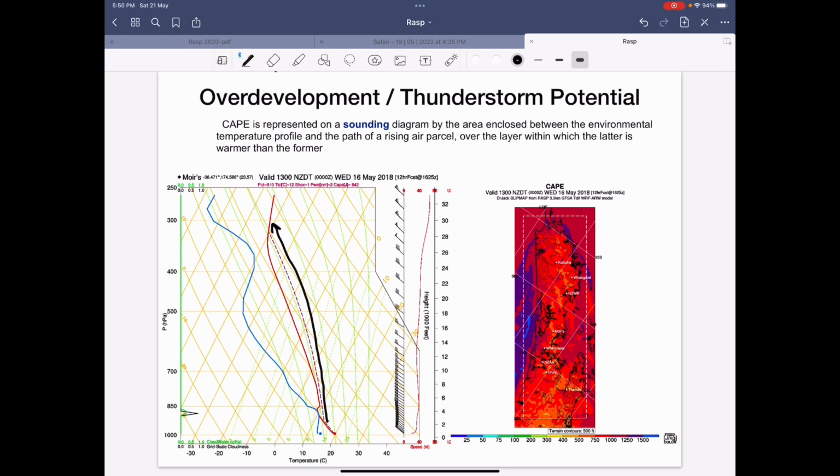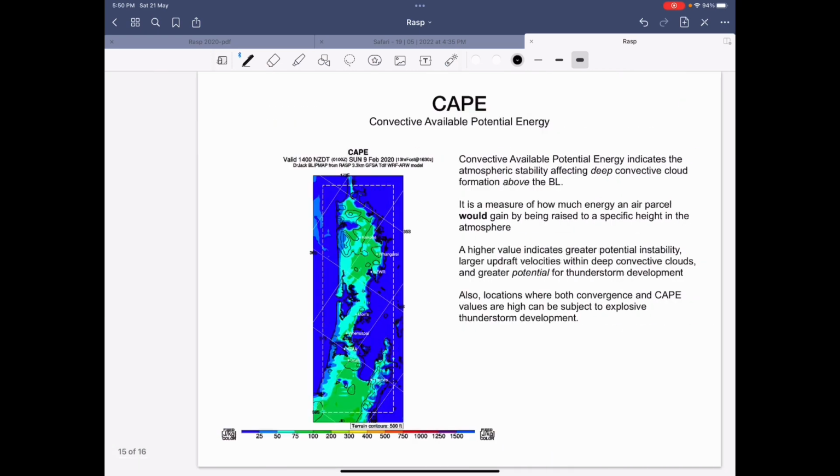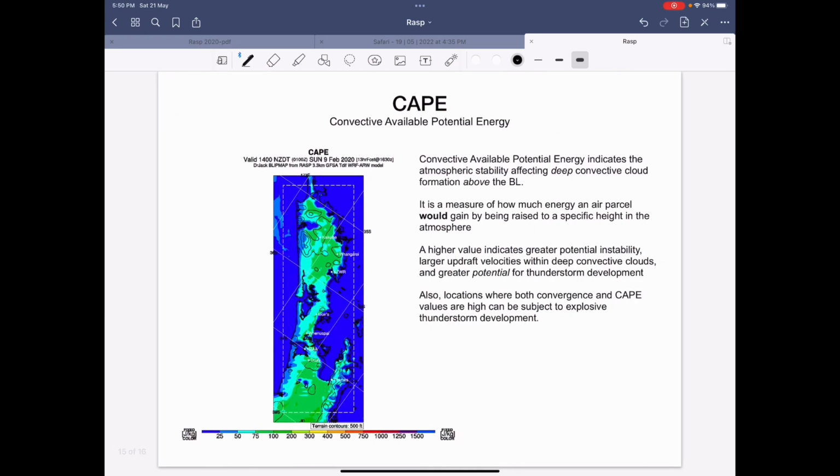On the right you can see the Cape page has a lot of dark reds in it, so that's a very high value as well. And the Cape value is also here on the Skew-T. So the really high values like that, overdevelopment, thunderstorm potential. And I'm going to leave you with the Cape page, the convective available potential energy as well.